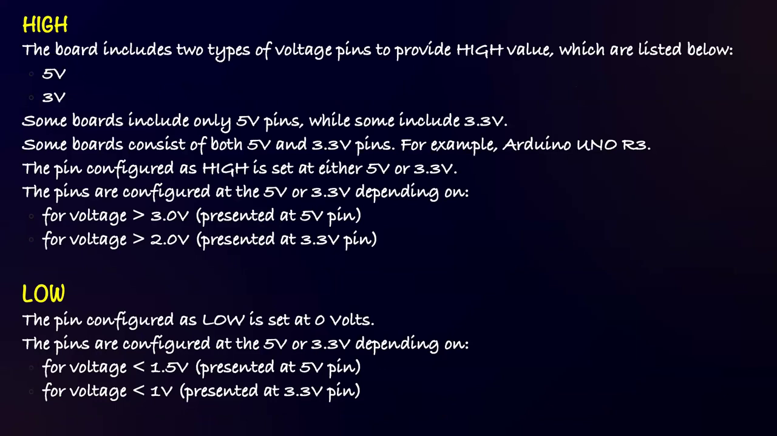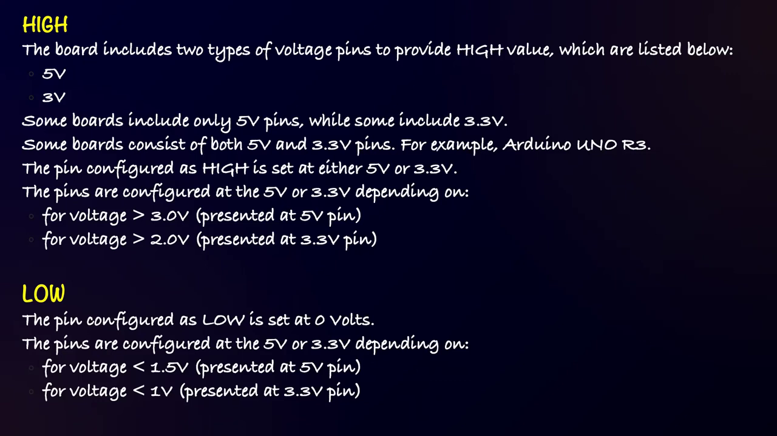The board includes two types of voltage pins to provide a high value, which are 5 volt and 3 volt. How am I saying they're 5 volt and 3 volt? I am specifically mentioning the Arduino board, or more specifically Arduino Uno. You can see there are two types of voltage that can be given or taken: one is 5, one is 3 or 3.3. So some boards include only a 5 volt pin, while others include 3.3 volt.